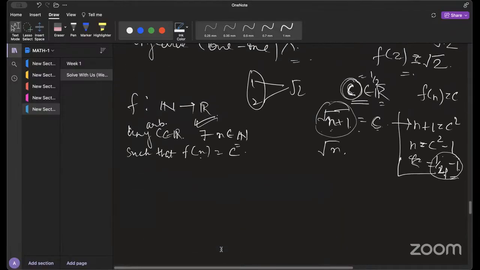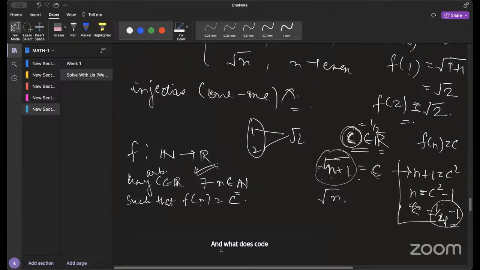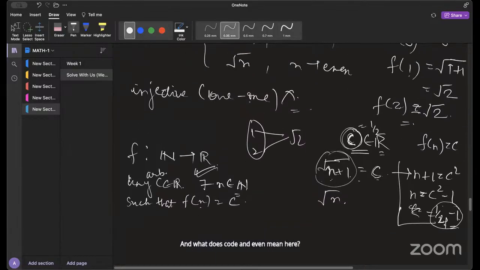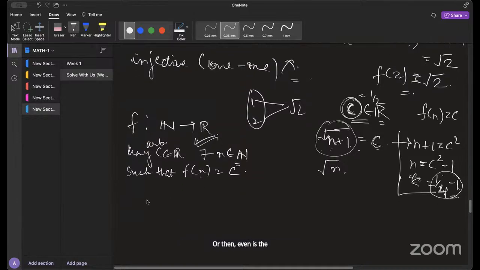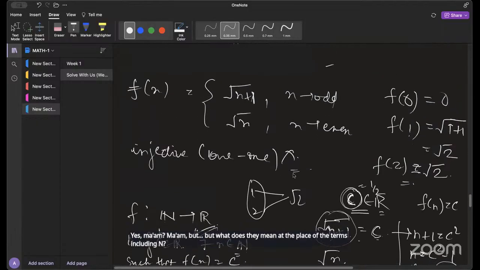Yes, ma'am. Ma'am, what does odd and even mean here? Odd and even is the usual odd and even. Odd means 1, 3, 5, 7, these numbers. And 0, 2, 4, these numbers are even. Ma'am, but what do they mean at the place of the terms including n, like n plus 1 or root n?